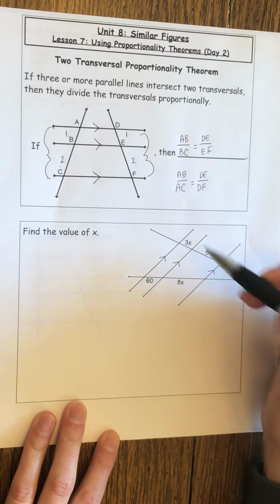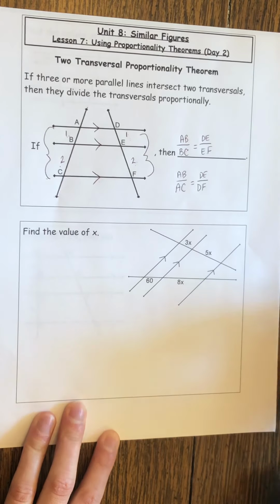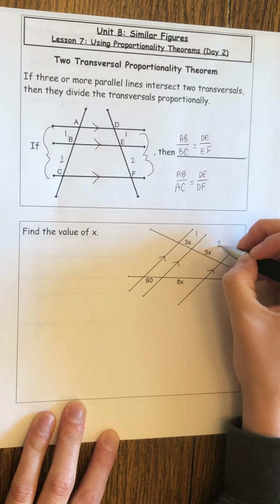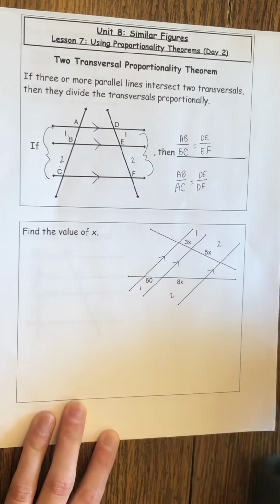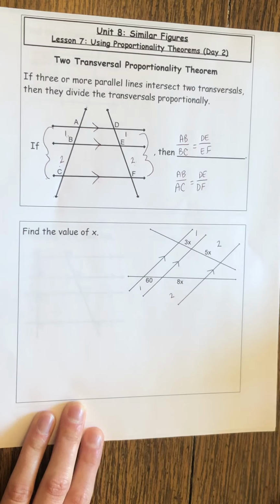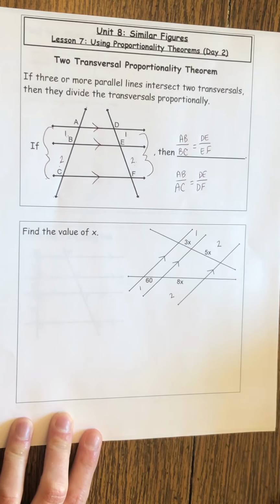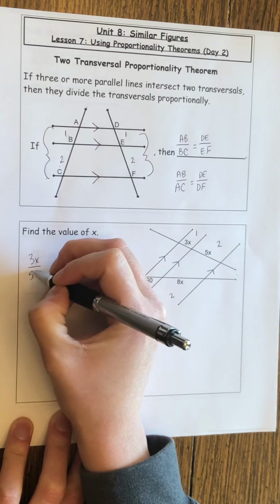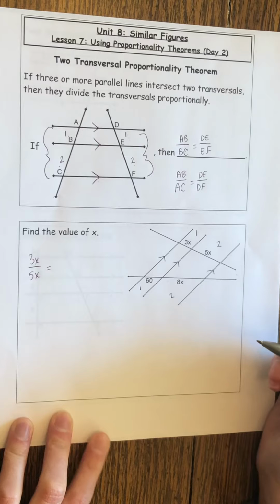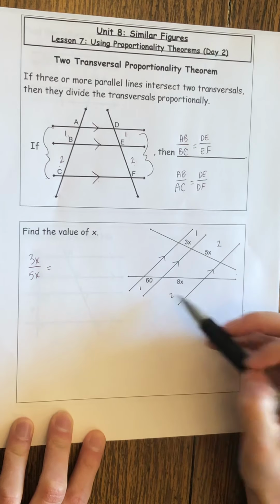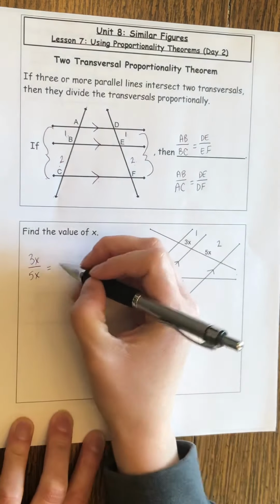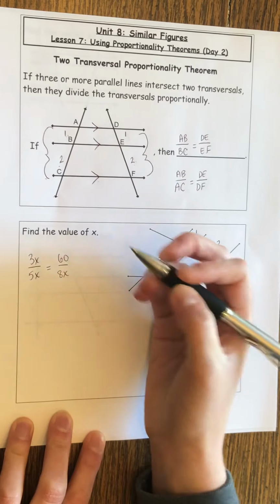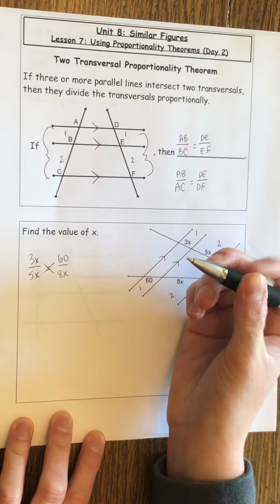So for the first example, it says find the value of x, and I have three parallel lines intersecting two transversals. And I see that the three parallel lines are creating two different parts on each of those transversals. So I'm going to set up a proportion comparing on the first transversal the two parts. So 3x and 5x, and then the corresponding parts on the second transversal. So 60 and 8x. I'm going to go ahead and cross multiply to solve.